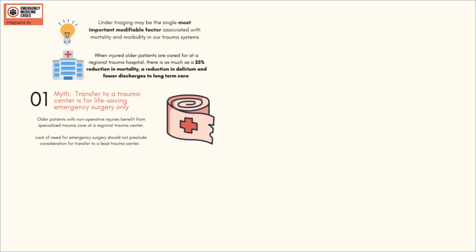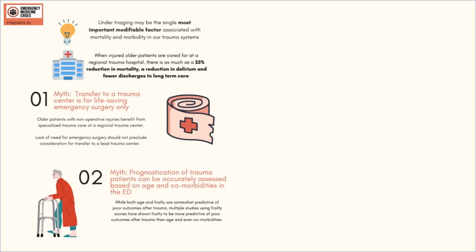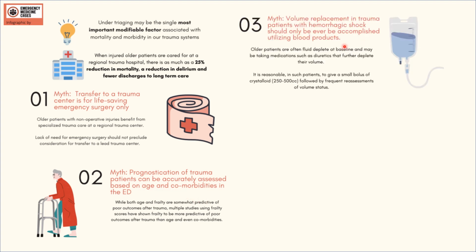And then I'll just bring you these take-home points from the EM Cases geriatric trauma episode. So the first one: one of the myths is that transfer to a trauma center is for life-saving emergency surgery only. That's specific for Canada, but in general, if an elderly patient needs it, they should be transferred. Prognostication of trauma patients can be accurately assessed based on age and comorbidities in the ED. That's also a myth.